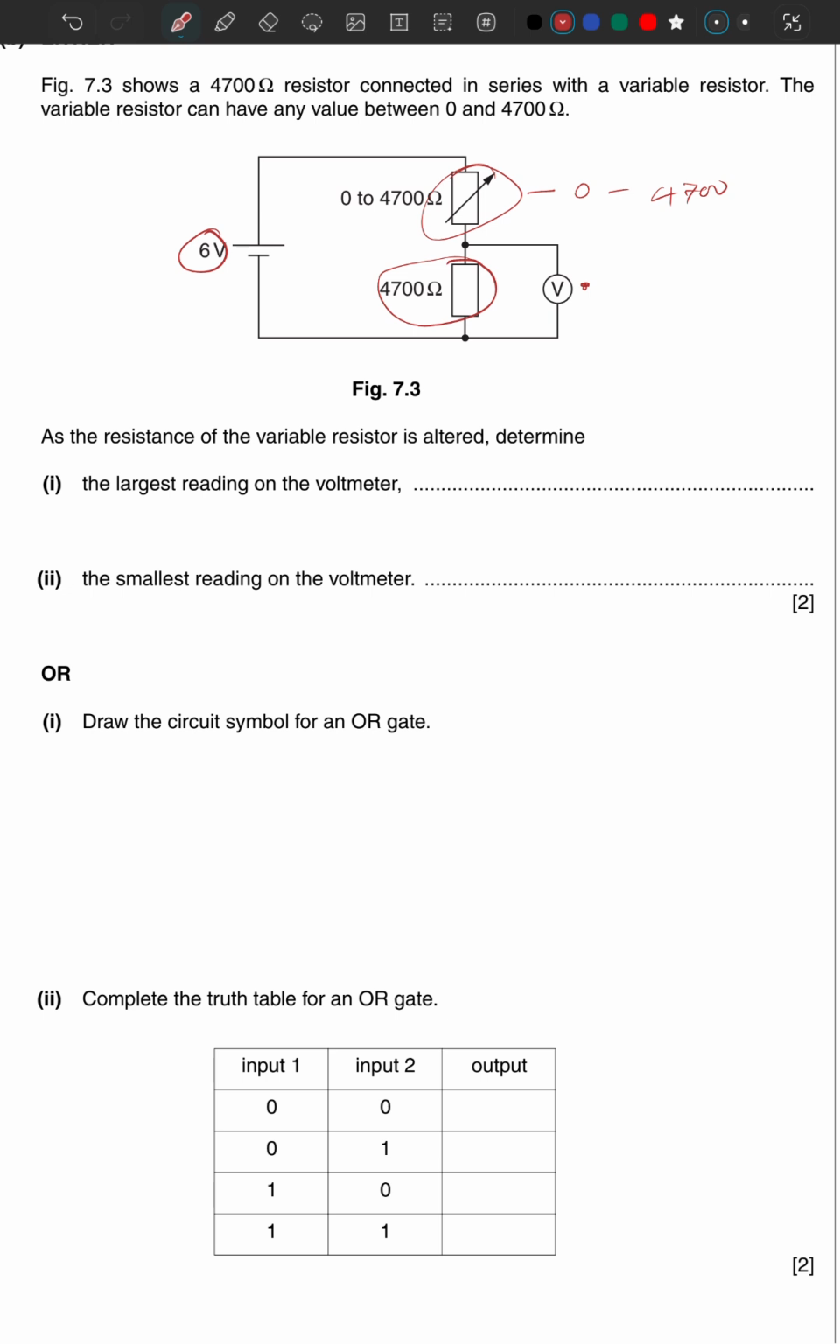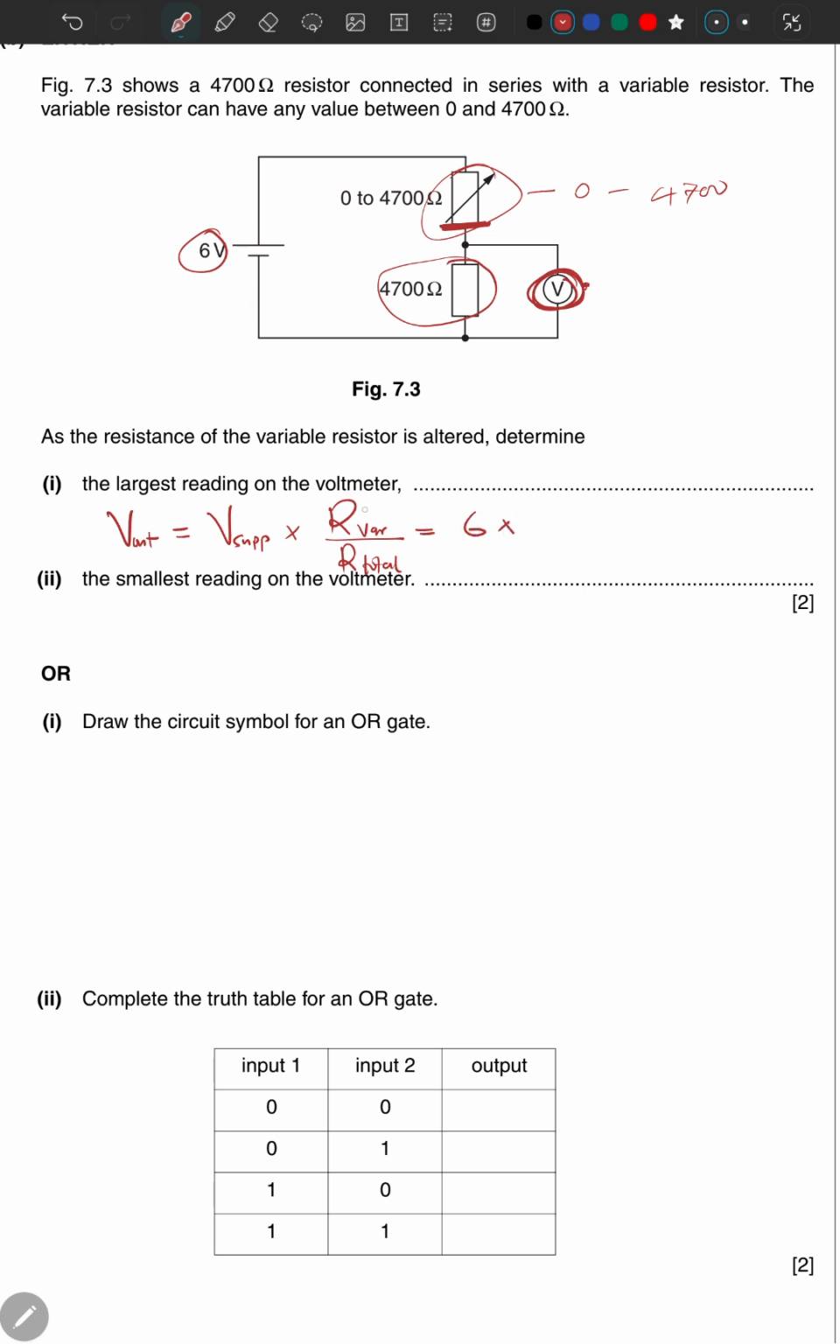So from there, we are going to apply the voltage divider rule. So voltage output will be equal to the voltage supplied multiplied by, remember that this voltmeter is measuring the voltage drop across the variable resistor. That's what you need to keep in mind. All right, so voltage out will be equal to voltage supply multiplied by the resistance of the variable resistor divided by the total resistance.